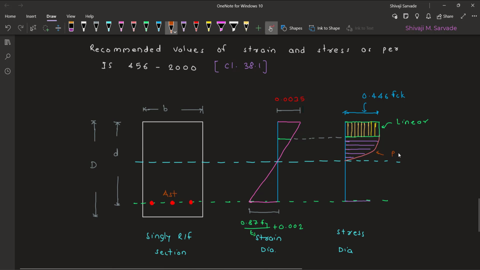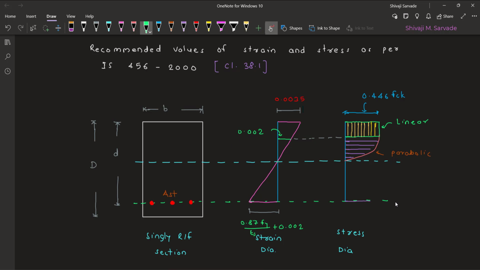Okay, so this one is the parabolic variation. Now up to where is it linear? The code clearly told us that if your value of strain here is 0.002, here is our neutral axis, so up to 0.002 strain, we take the projection, and the variation in stress is parabolic in nature. Beyond 0.002 strain up to 0.0035 strain, it is linear. Okay, so this gives us the recommended values of stresses and strains as per clause 38.1, which is the fundamental assumptions for the limit state of collapse.